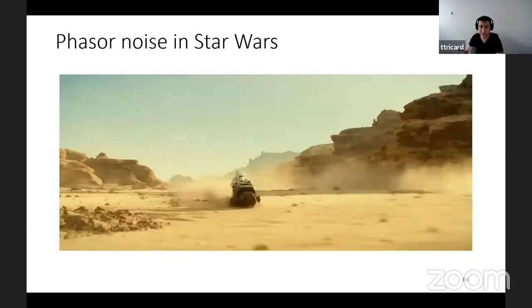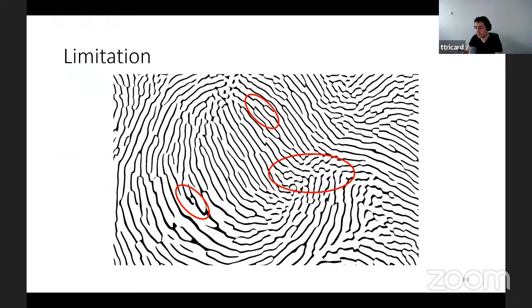Also, a cool thing that I'd like to mention is that this Phasor noise was in the last Star Wars movie. Here it's used to do the sand, because it was integrated in a professional rendering engine. Now, let's go back to the toolpath we wanted to extract. If we just threshold the noise using a rectangular function, here we can see that we have something that we could exploit, but it's not regular enough for us to print it.